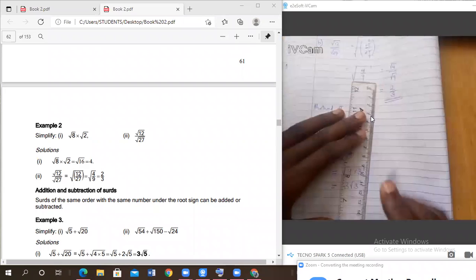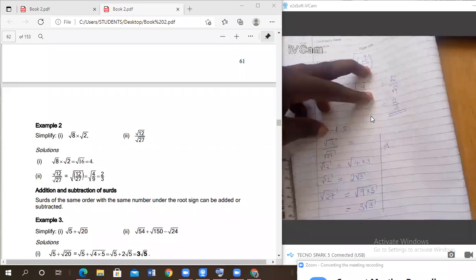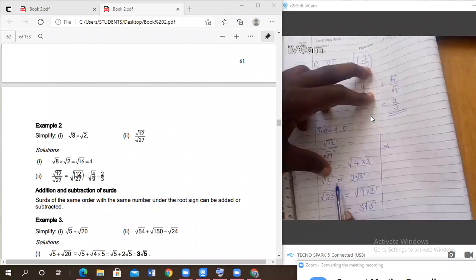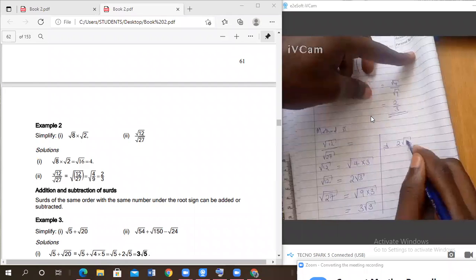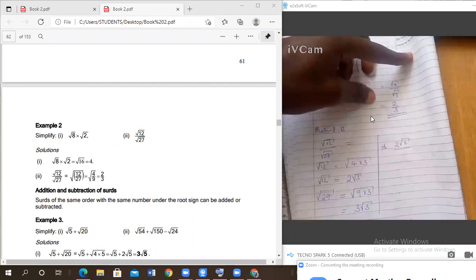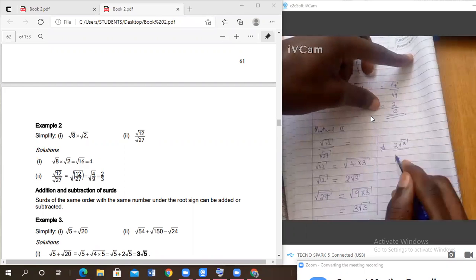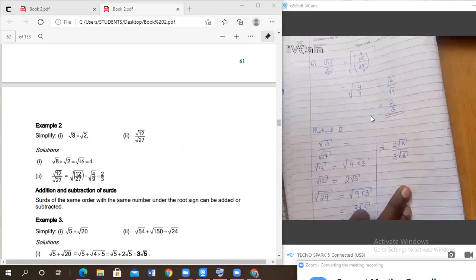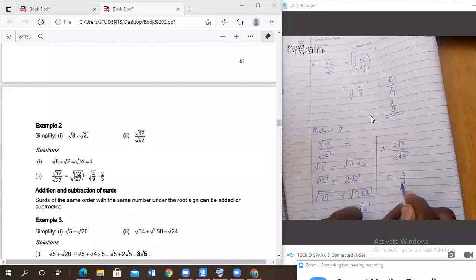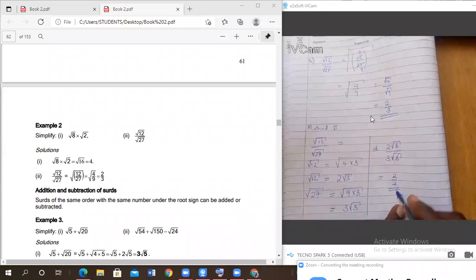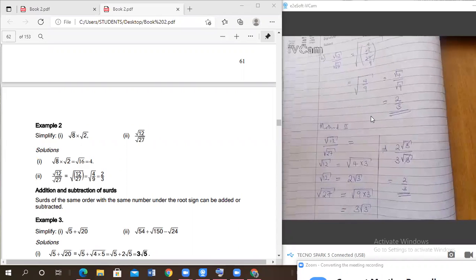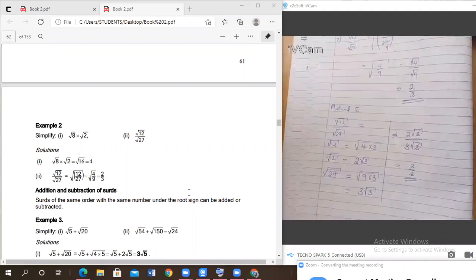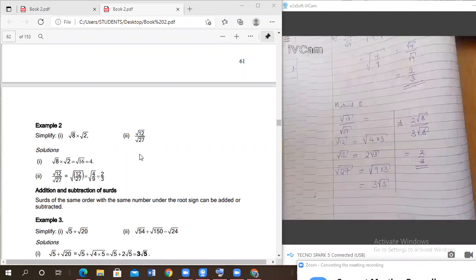We put them back here. So it implies now root of 12, which is 2 root of 3, divided by root of 27, which is 3 root of 3. You find that root of 3 will cancel with root of 3 down, not so? Then you remain with 2 over 3. Is it different? No, it's the same. That's how we simplify surds.